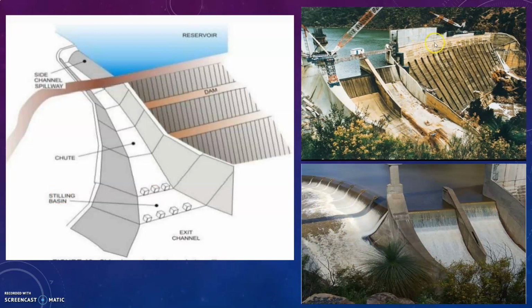Side channel spillway. Here is the reservoir. This is the position of the side channel spillway. Suppose this is a dam, then the spillway will be provided here. Okay, this is a chute, then this is a stilling basin, then this is the exit channel. This is provided at the side of the dam.